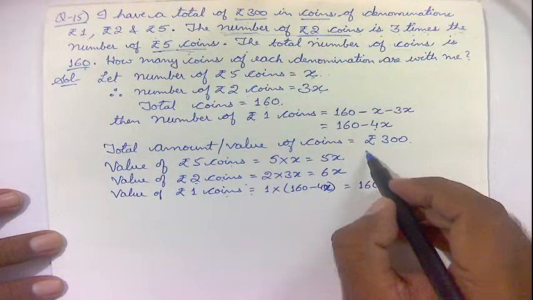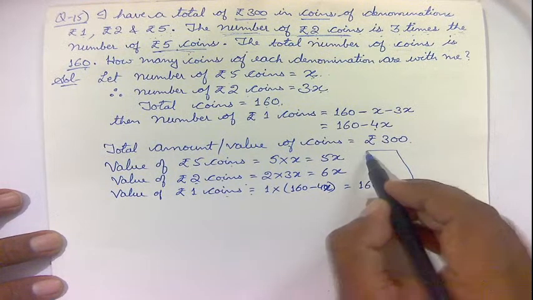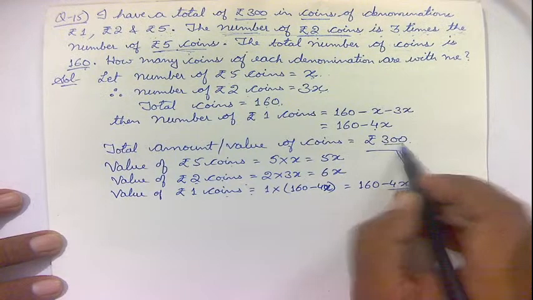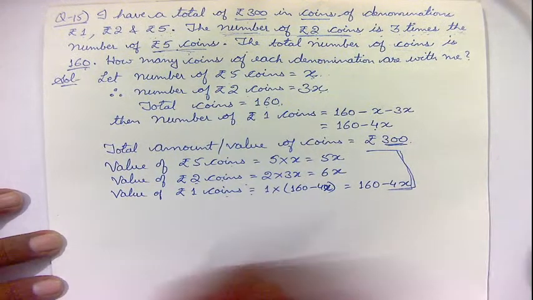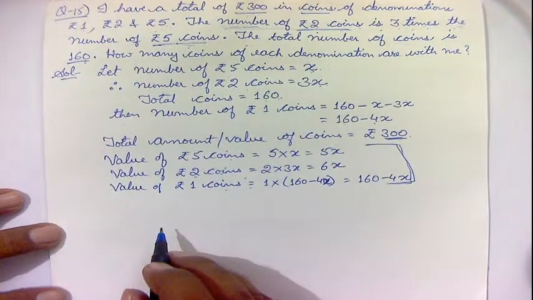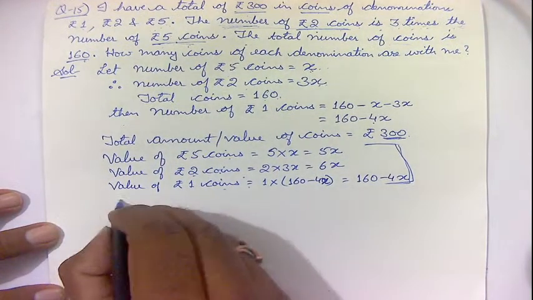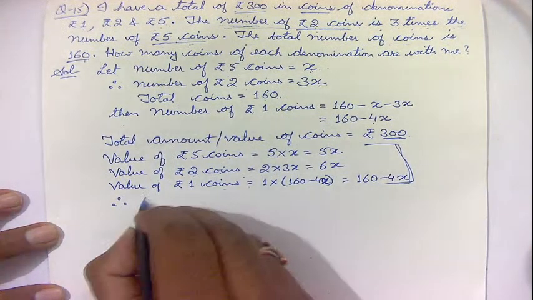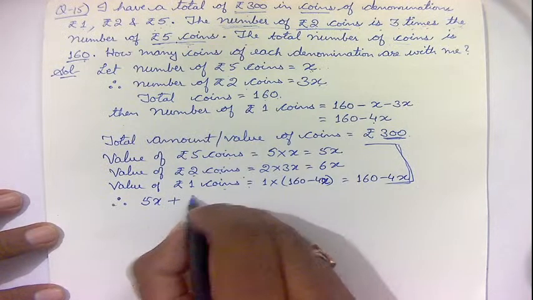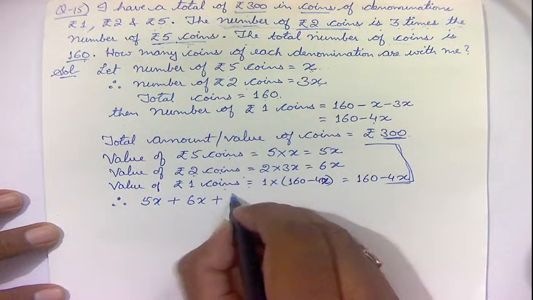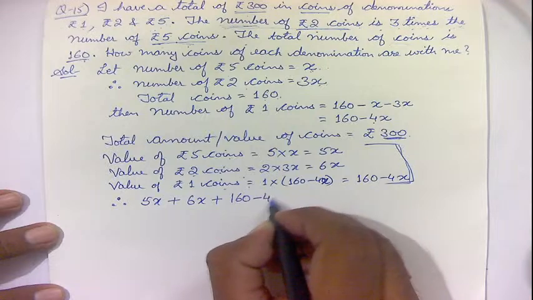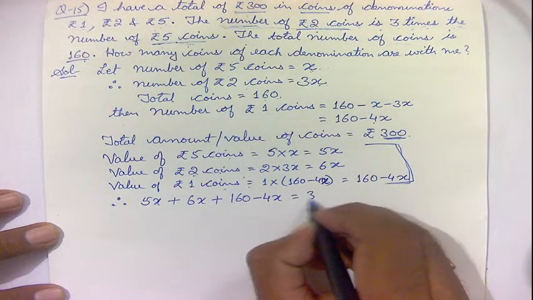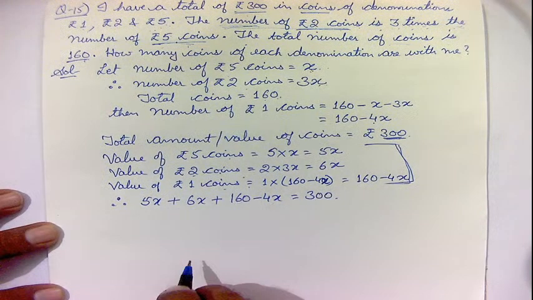So the sum of all these values, the total will be equal to 300. So taking the equation, form the equation and then find the value of x. Therefore 5x plus 6x plus 160 minus 4x equals 300.